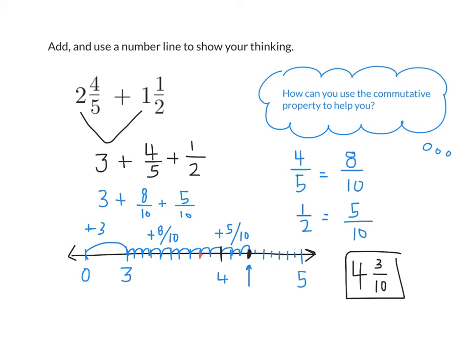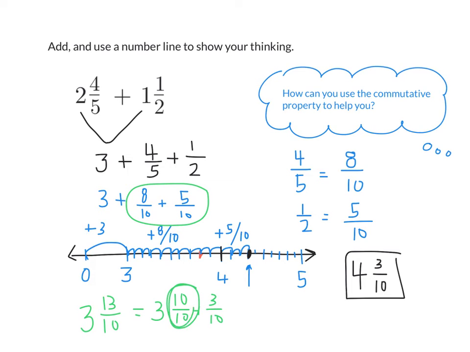But what would happen if I just used numbers? It would be 3 and, what is this? 13. Yeah, I would have 3 and 13 tenths. What do we know about 13 tenths? It's more than 10 tenths, right? So this is the same as 3 and 10 tenths plus 3 tenths. But we can regroup this 10 tenths to become one more whole number. So that's how you use numbers to show that it's 4 and 3 tenths.